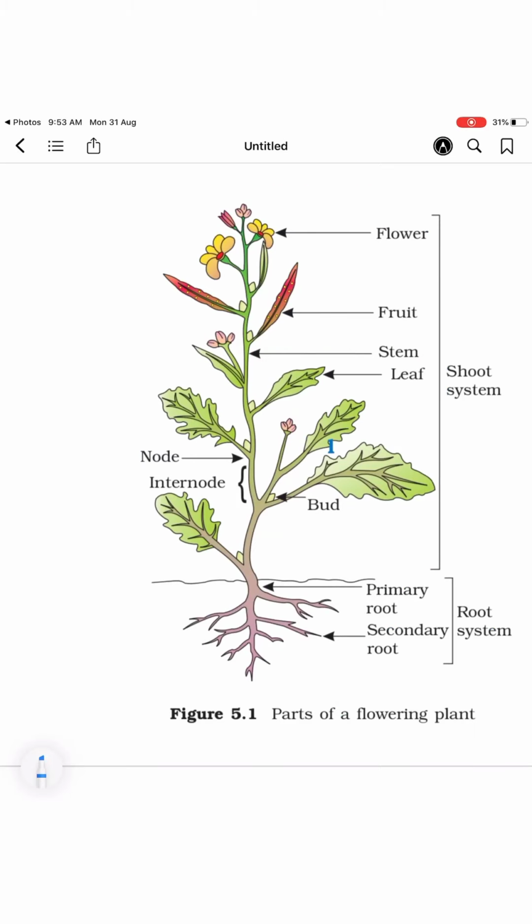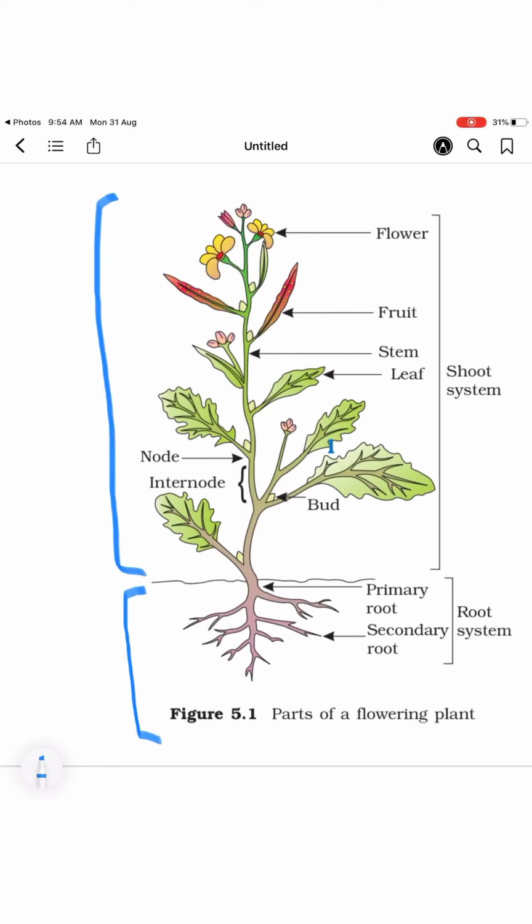Okay, my dear students, today we are going to start with different parts of a flowering plant, and here we will see that the plant is divided into two parts. This is the shoot system, which is present above the soil. It arises just outside the soil in the aerial part, and the lower part which is not observed, that is present inside the soil, that is the root system. So in this way two parts are seen.